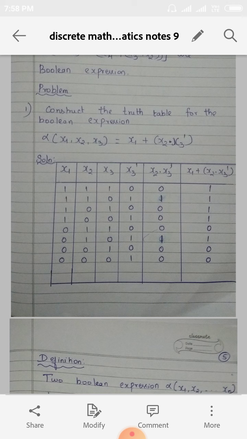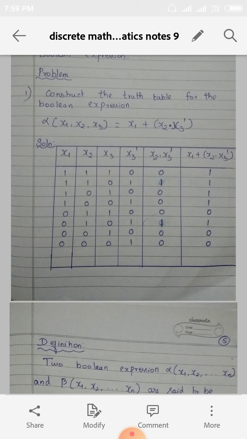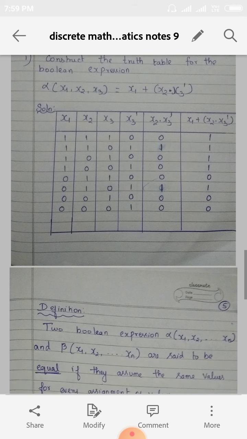Next column is x1 plus x2 dot x3 dash. We have to add with x1. So 1 plus 0, 1. 1 plus 1, 1. 1 plus 0, 1. 1 plus 0, 1. 0 plus 0, 0. 0 plus 1, 1. 0 plus 0, 0. 0 plus 0, 0. So this is the truth table for constructing the given Boolean expression.